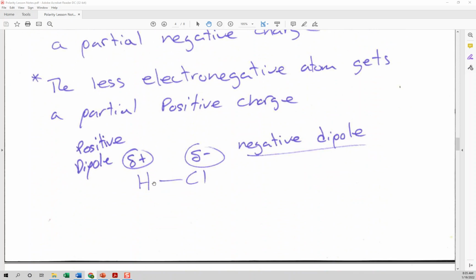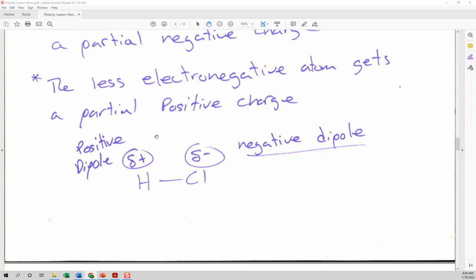So here we got the same thing. Here is hydrogen and chlorine. We know chlorine's more electronegative than hydrogen based on the electronegativity trend. And so this is going to get my partial negative, and this is going to give me my partial positive, okay? Another vocab word to know is a dipole, okay?